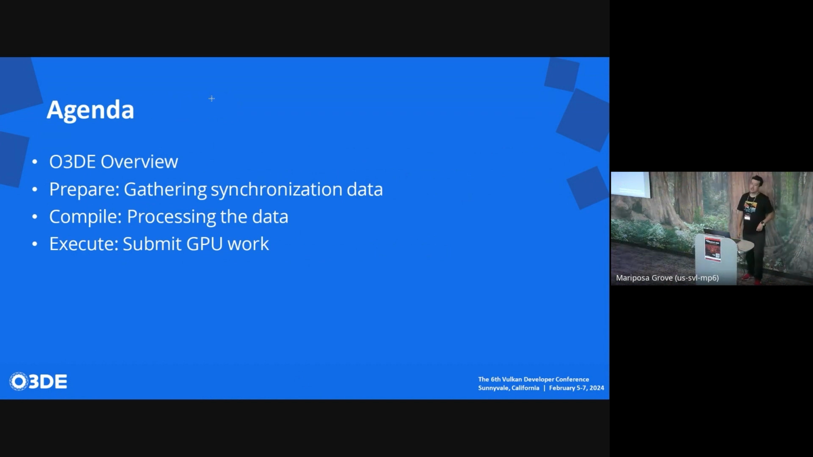So let's go through the agenda. First, I'm going to go through an overview of O3DE that's going to help us understand how the resource management is implemented. And then I'm going to go through the next three topics there. They basically encapsulate the way O3DE handles producing a frame. We have three phases. The first one is the prepare phase, is where we collect all the necessary data. Then we have a phase that we call the compile phase, where we grab that data and we process it in order to produce the synchronization that we need. And finally, we have the execution, where we submit the actual work into the command list and the queues that we need.